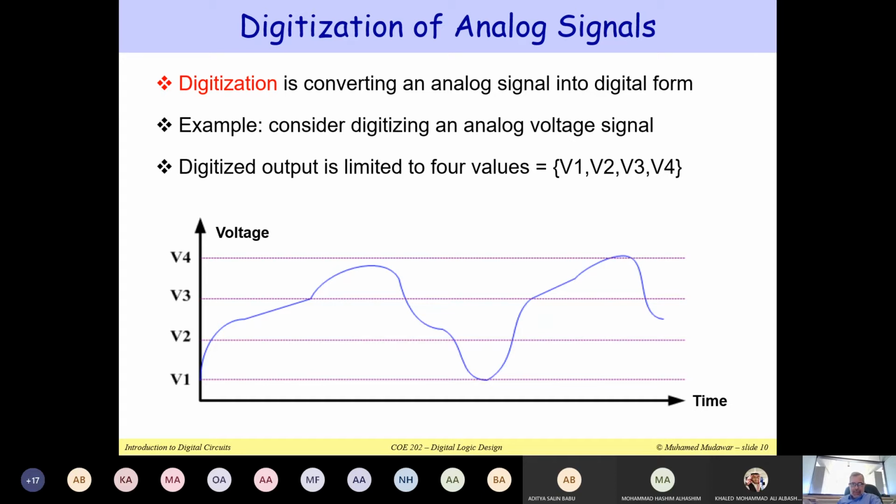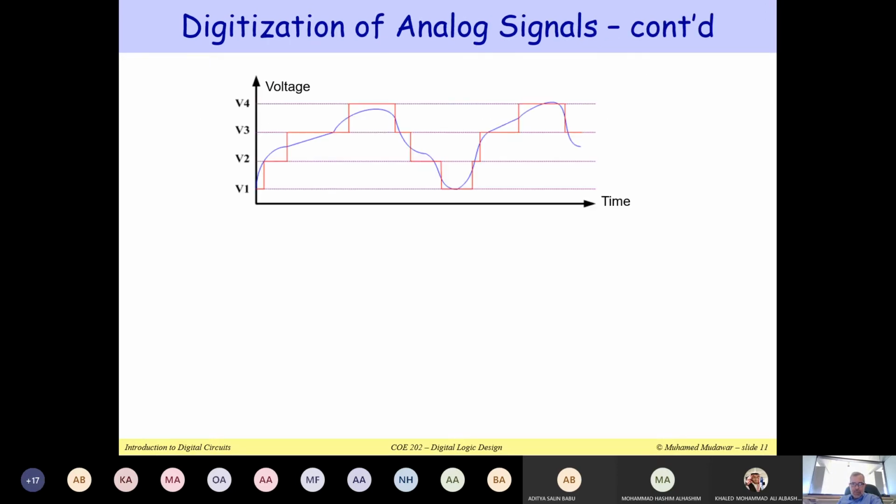Now, if you want to digitize the analog signal, you need to represent it with specific voltage values. So you can choose specific voltage values like V1, V2, V3, and V4. These are only 4 voltage values. And now you have to decide, what's the value of the signal at a given point in time? This is shown in the next slide. So you can see the analog signal, and at each point in time, we have to decide whether the value is V1, V2, V3, or V4.